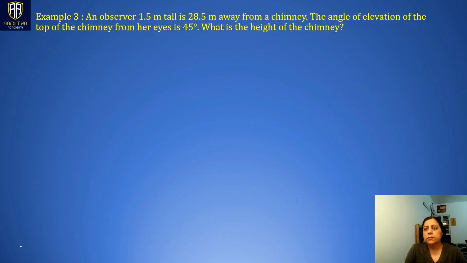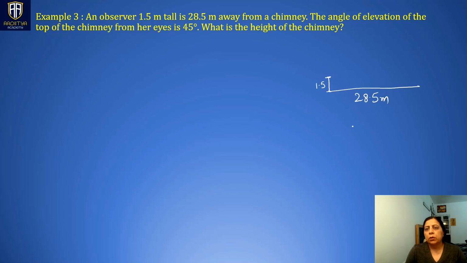The next question is, an observer 1.5 meter tall is 28.5 meter away from a chimney. See, here, this is a new thing. Height of the observer is given, and that is into consideration. We are not considering the eye to be at the ground level. The eyes are at the top level. So this is the height of the observer, 1.5.